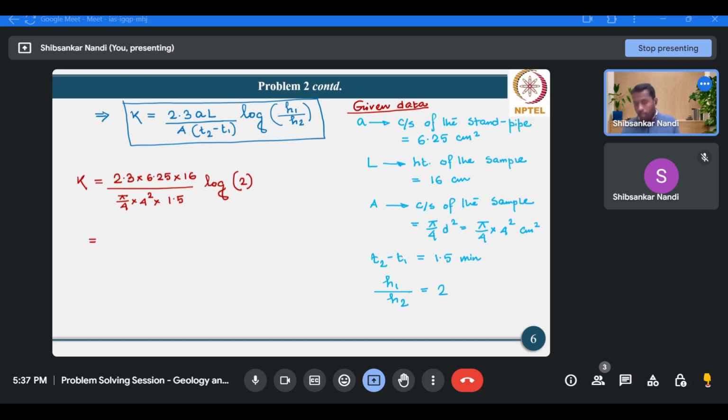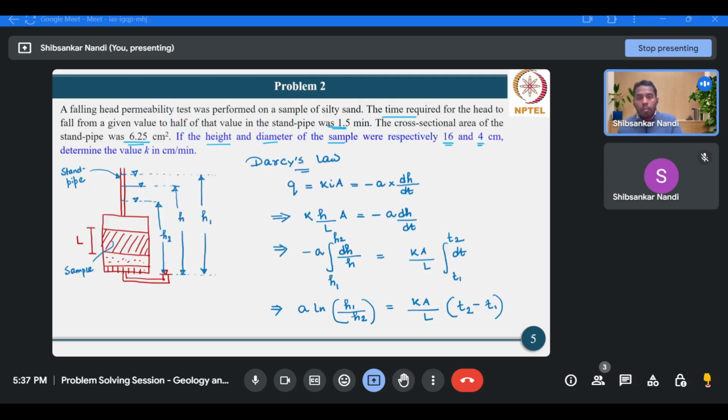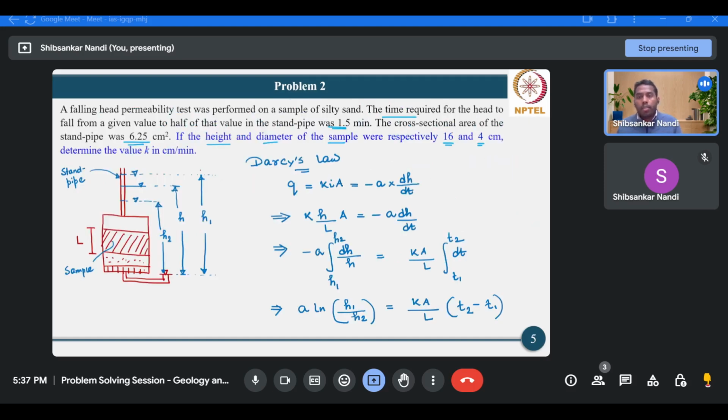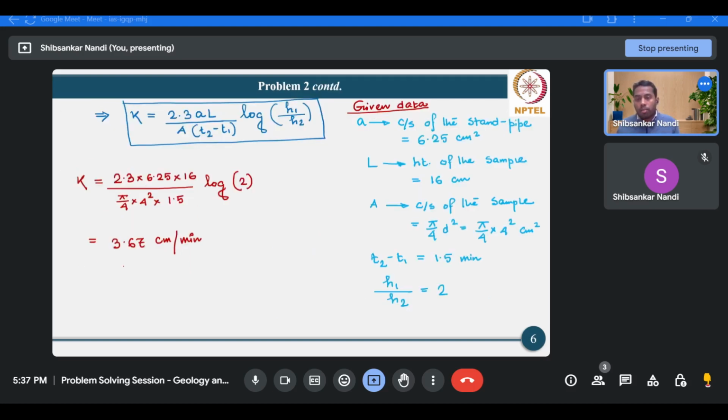So it would be 3.67 centimeter per minute. So please be very careful about the unit. I didn't convert the T from minute to second. Why? Because the final answer should be reported in centimeter per minute. So that is the answer.